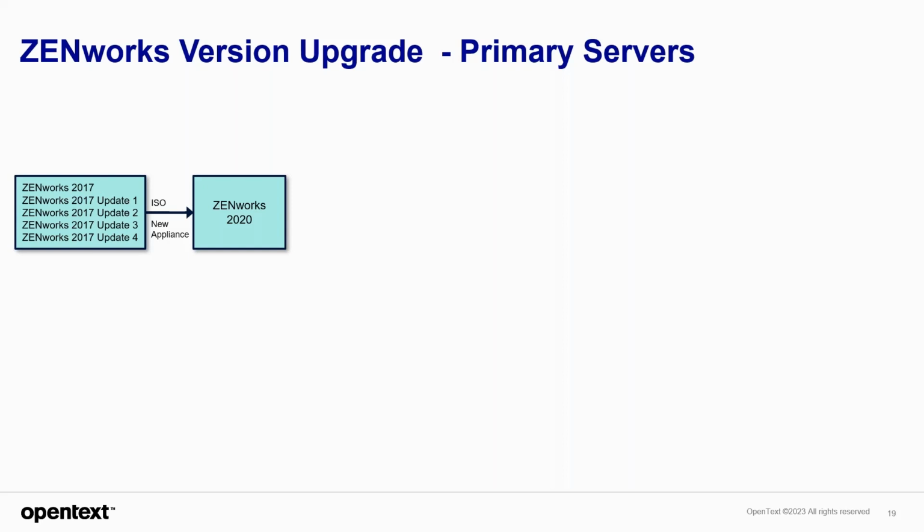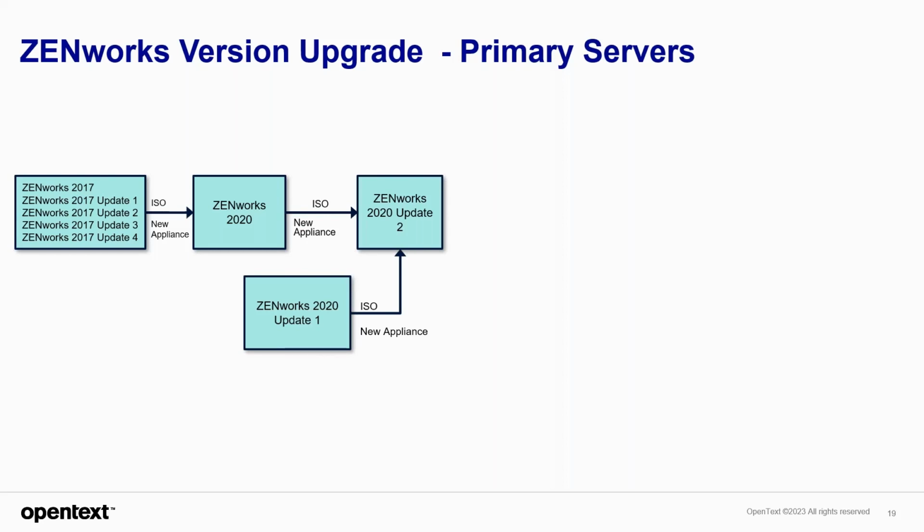Once all of your primary servers are on ZENworks 2020, you can then skip ZENworks 2020 Update 1 and directly upgrade your primary servers to ZENworks 2020 Update 2. The same is applicable if you are on ZENworks 2020 Update 1. Thus, there are two hops to come from ZENworks 2017 to ZENworks 2020 Update 2, and a single hop if you are on ZENworks 2020 or Update 1.